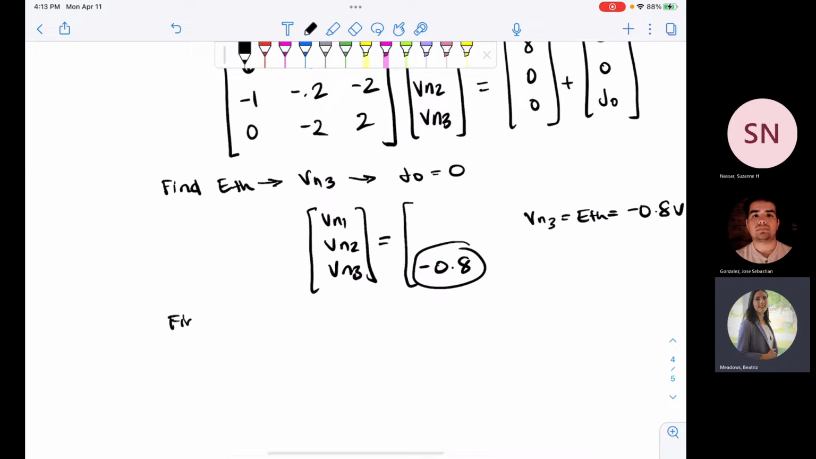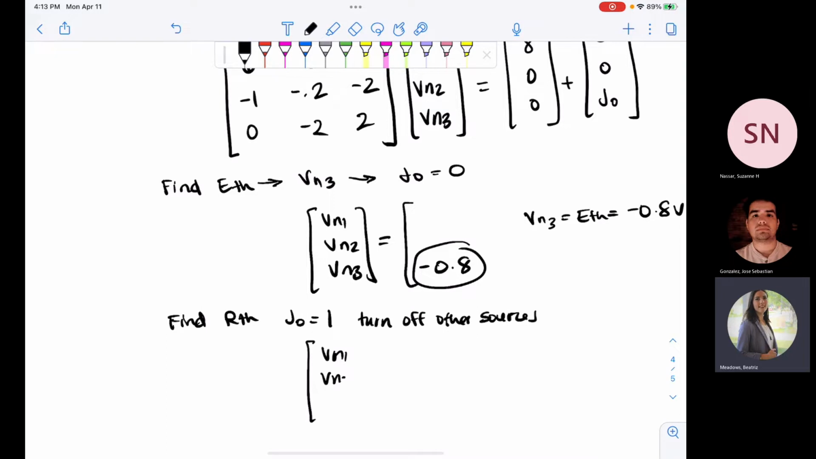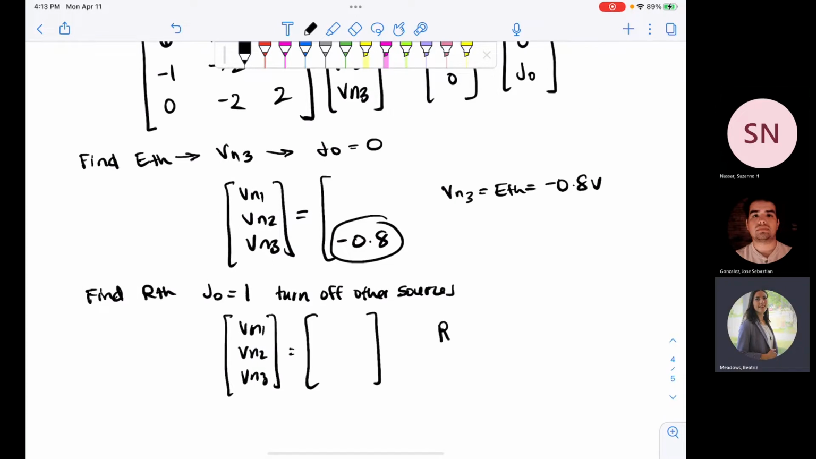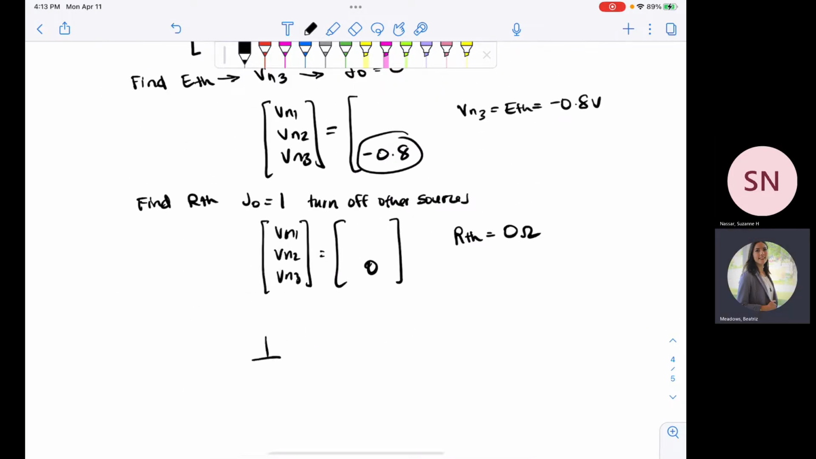All right, so now we need to find the resistance. So we need to find R Thevenin. And for this, we set J0 equal to what? And what do we do with the other sources? Exactly. Okay, so now what is going to be our... Oh, the same matrix as the other part? Yeah. What's the answer? Zero. Right? So now you can draw our final thing.